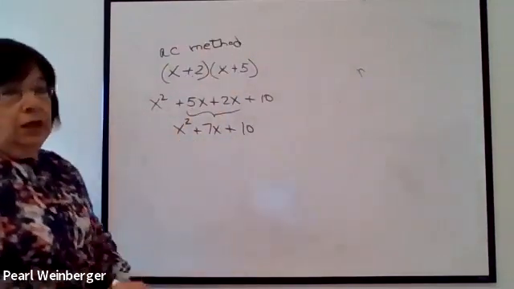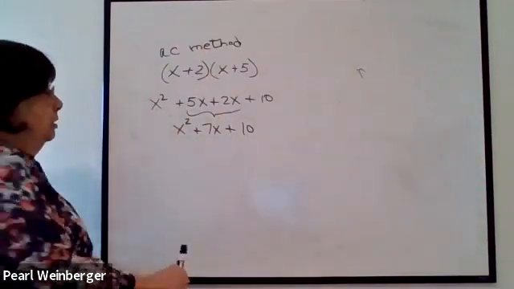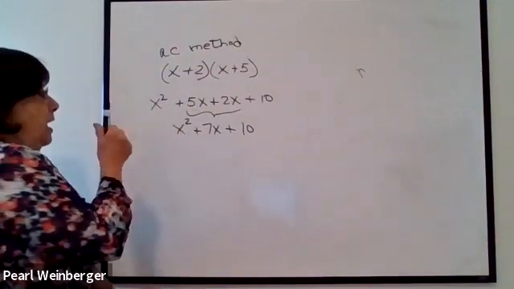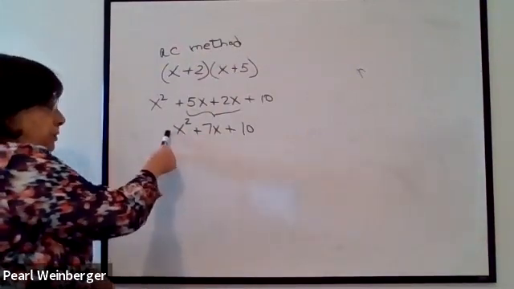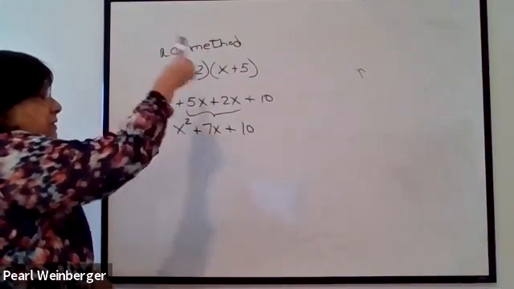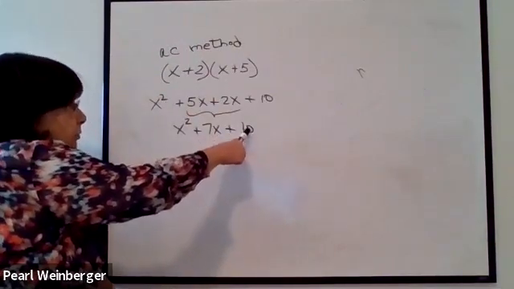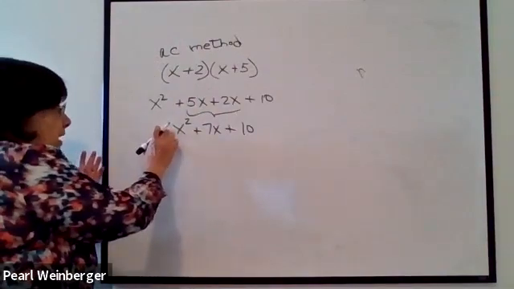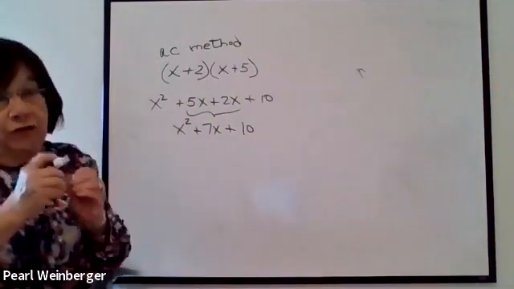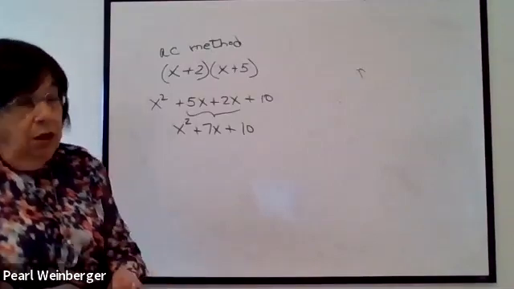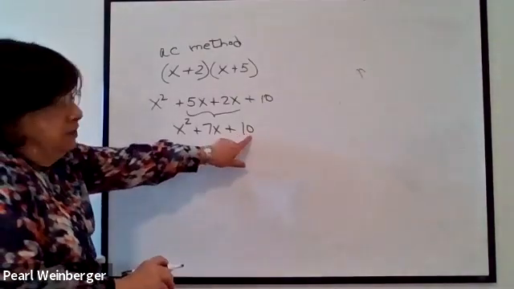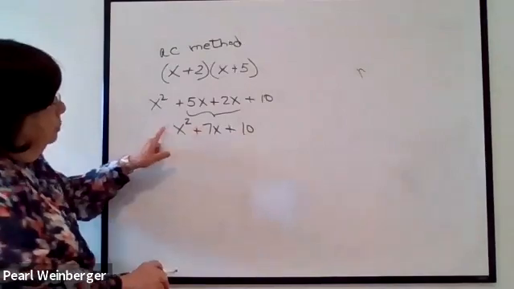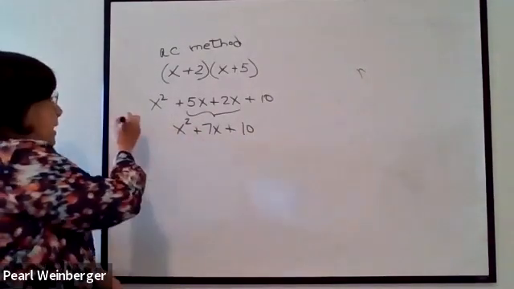Okay, how do we do the AC method? The A stands for the number in front of the x squared. The C stands for the last number. The AC method means multiply the A, which is the coefficient of the x squared, with the C, which is the standalone number. So in this case, my A is 1.